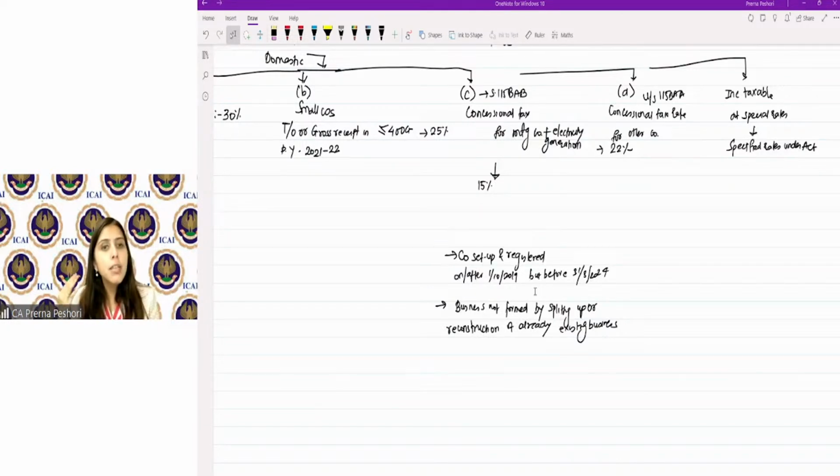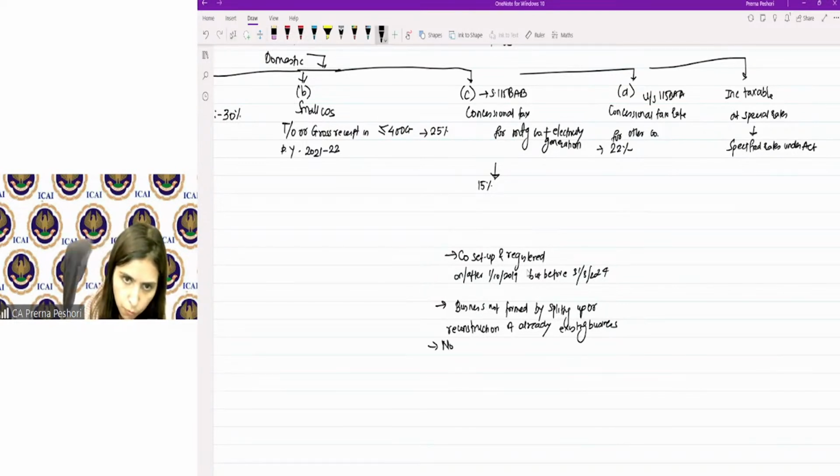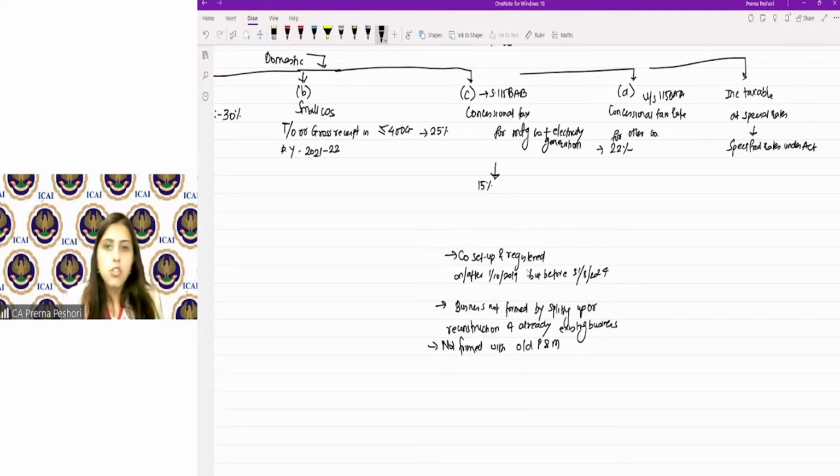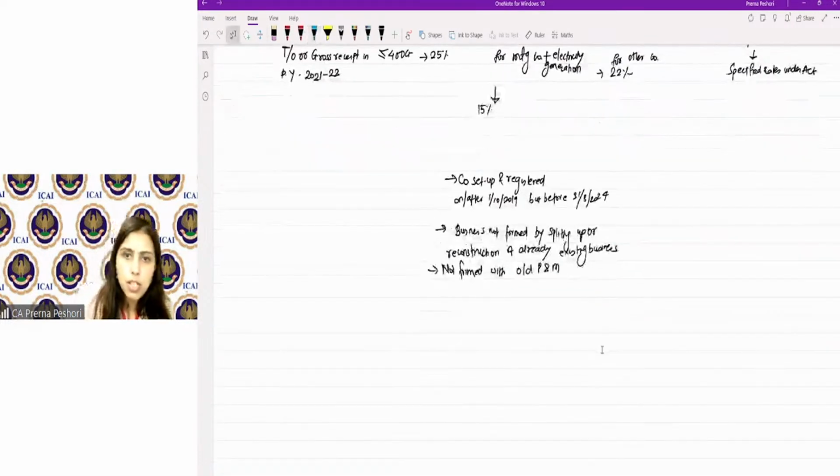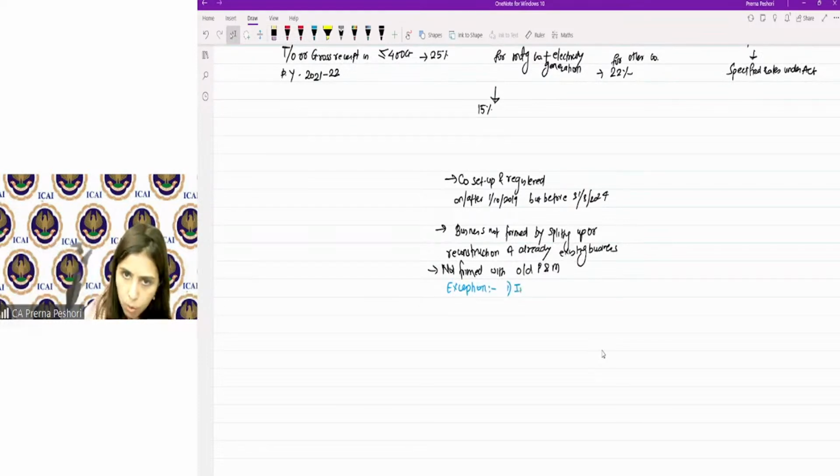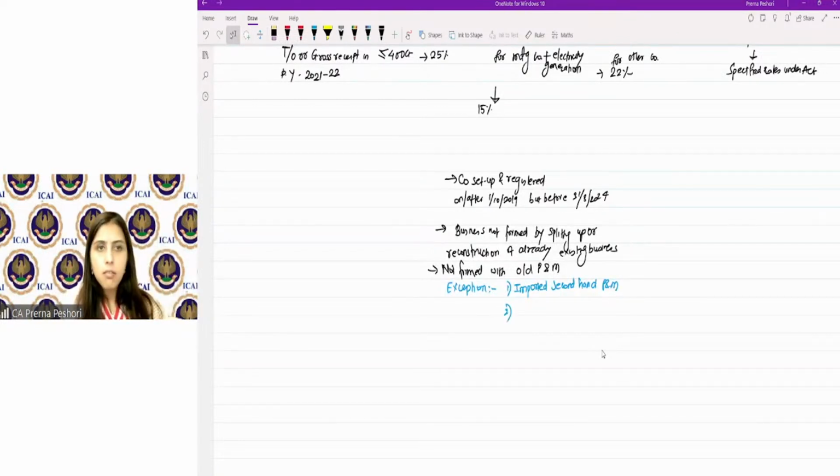Second, it should not have any machinery or plant which was previously used for any purpose. So, not formed with old plant and machinery. Again, there is an exception to that. The exception is if it is formed with imported second-hand plant and machinery, it is fine. If it's imported second-hand, it is generally considered new in India. So second-hand imported, if it is there, it's still fine. We will allow it.